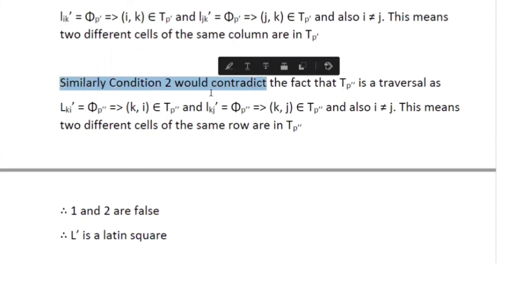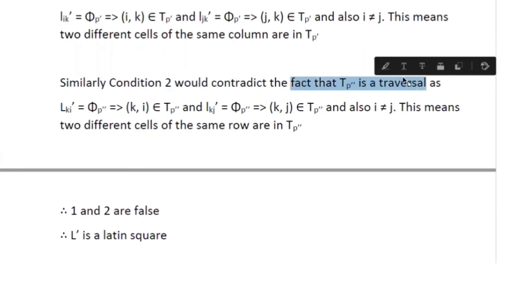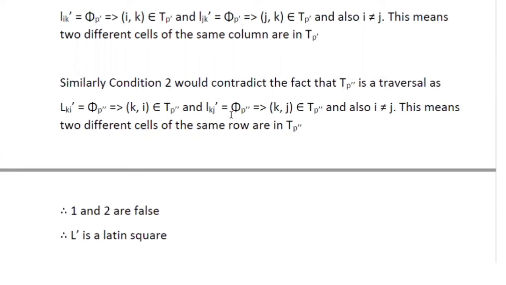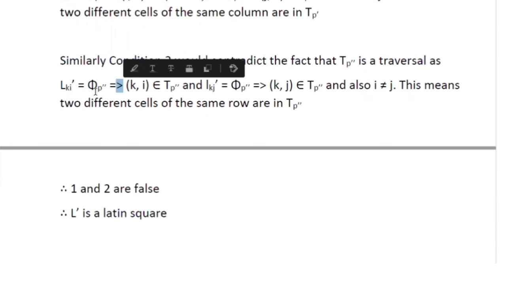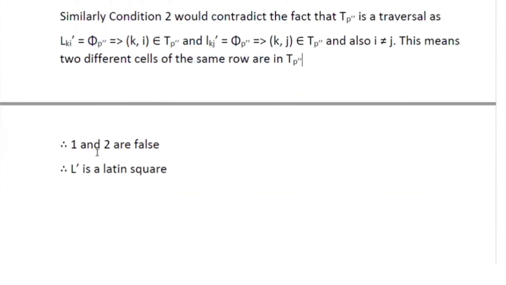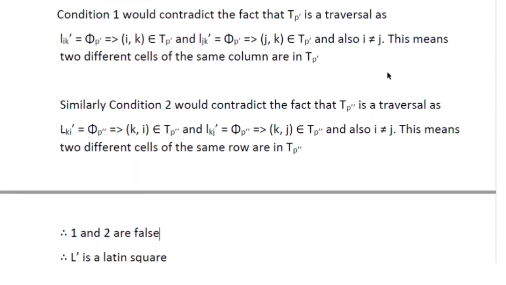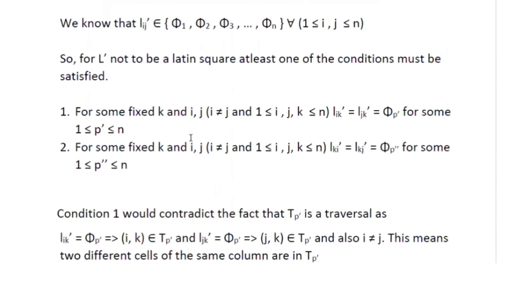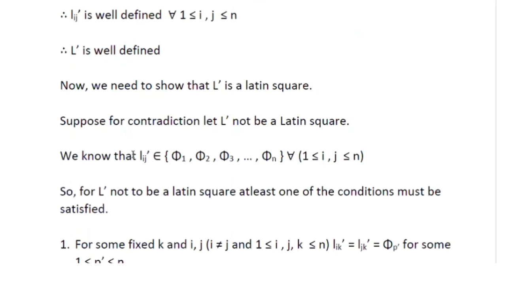Similarly, condition 2 would contradict the fact that Tp'' is a traversal, because the proof is mostly similar. We have (k, i) belonging to Tp'' and also (k, j) belonging to Tp'', and i is not equal to j. That means two different cells of the same row are in Tp''. So both 1 and 2 are false. That means all the elements of a row have to be distinct, all the elements of a particular column have to be distinct, and this condition is also satisfied.